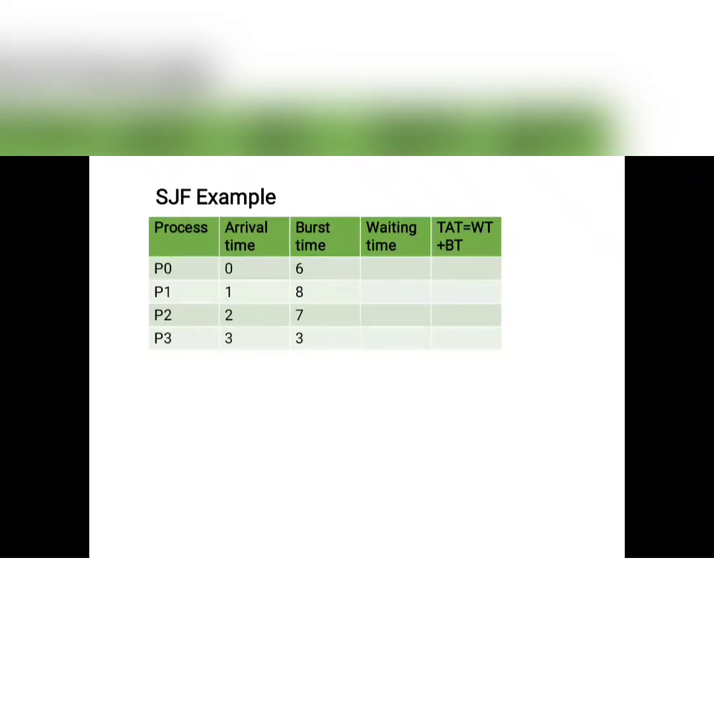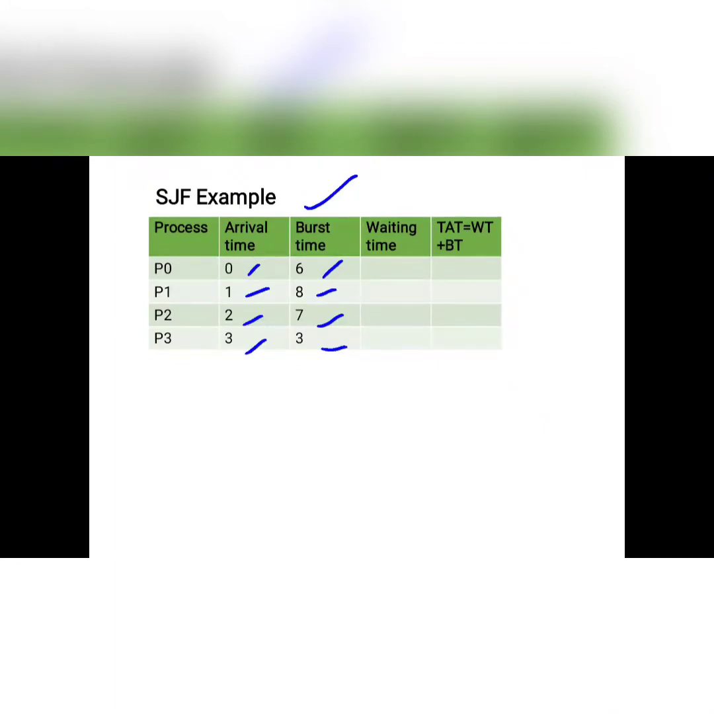Their arrival times and burst times are: for process P0, the arrival time is 0 and the burst time is 6; for process P1 the arrival time is 1 and the burst time is 8; for process P2 the arrival time is 2 and the burst time is 7; and for process P3 the arrival time is 3 and the burst time is 3. Burst time means the total time required for execution of the process.